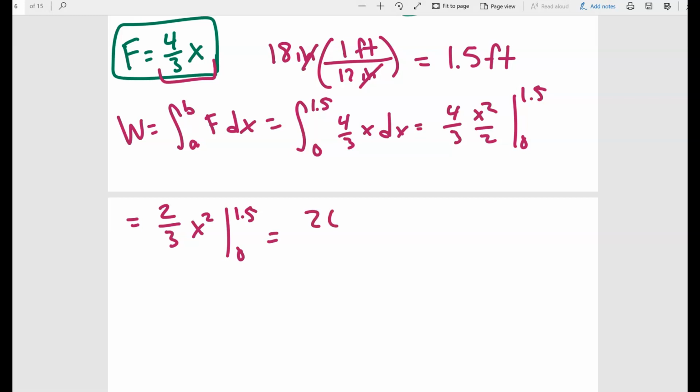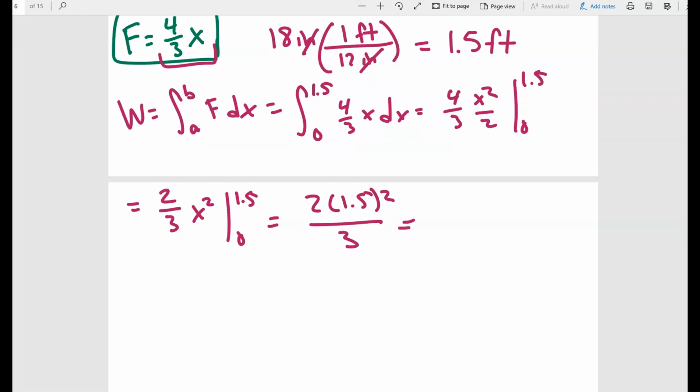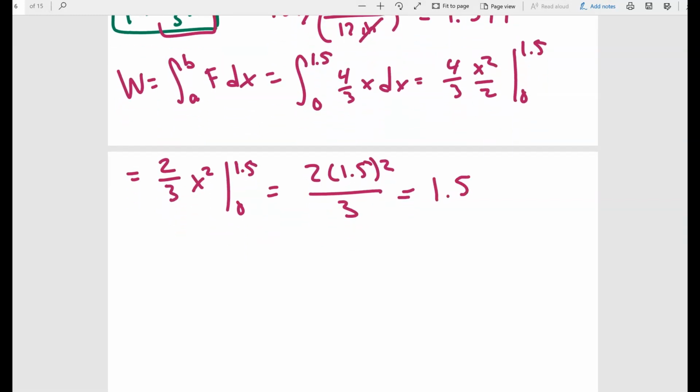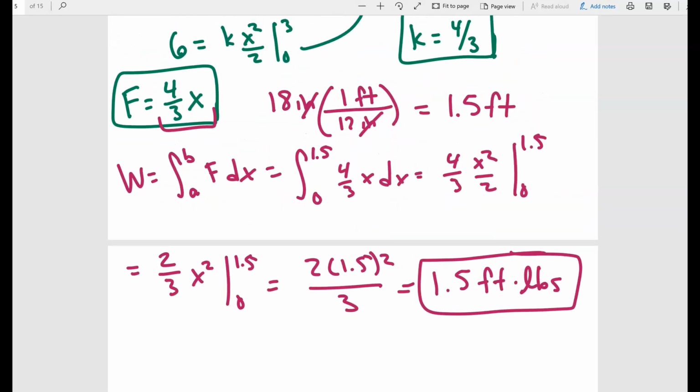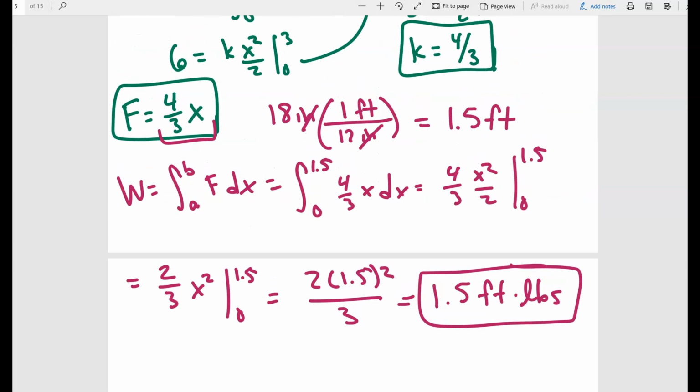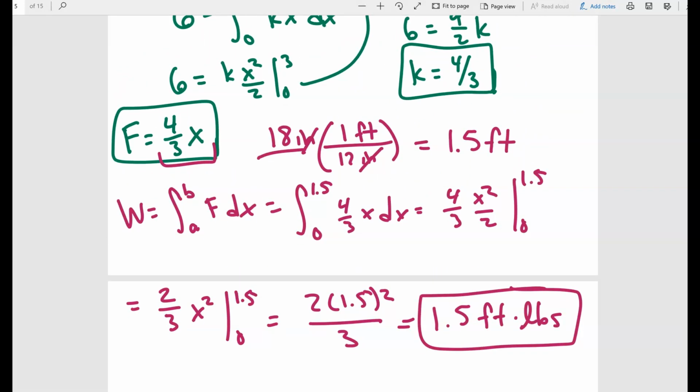So I'm going to have 2 times 1.5 squared divided by 3, which is going to give me 1.5 foot-pounds. So this is the amount of work necessary for me to pull this spring 1.5 feet from its natural length, or in other words, 18 inches past its natural length.